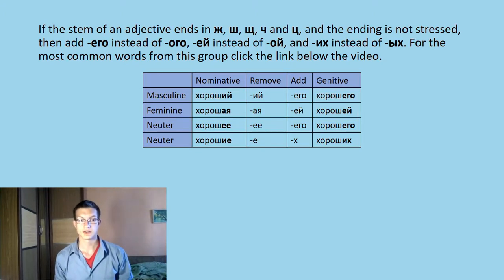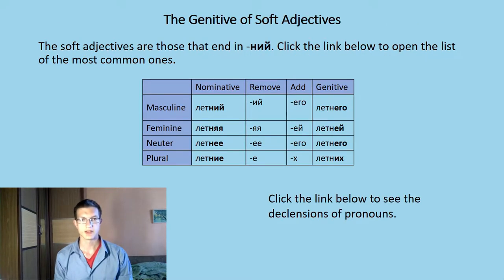Хороший – хорошего. Хорошая – хорошей. Хорошее – хорошего. Хорошие – хороших. Летний – летнего. Летнее – летнего. Летняя – летней. Летние – летних.